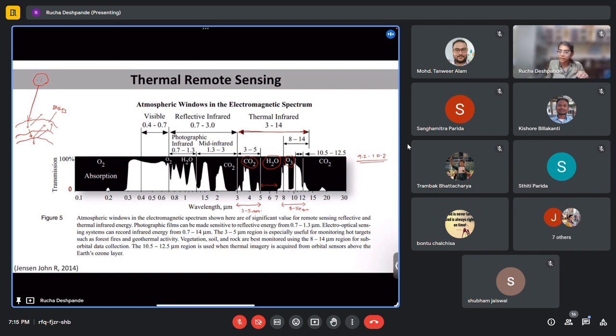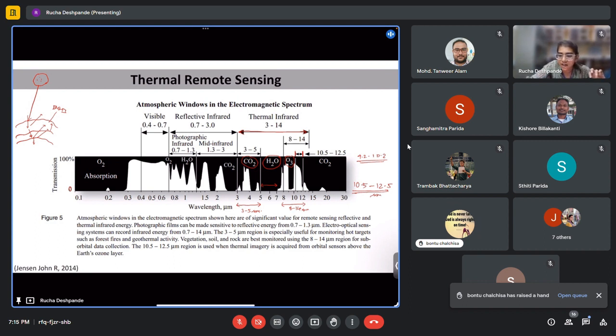So in most of the remote sensing satellites, we see that this band between 10.5 to 12.5 micrometer is used. So here it's shown in this figure. So only this area is used for sensing in the thermal infrared region.